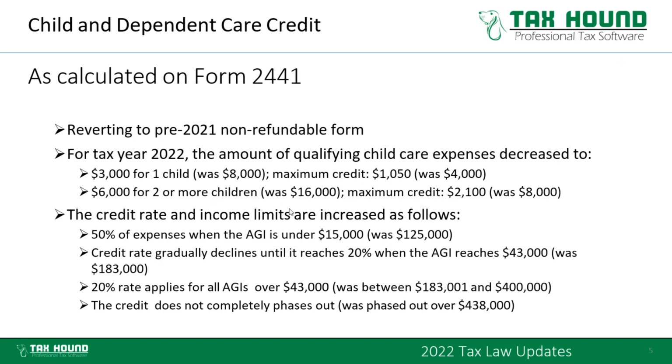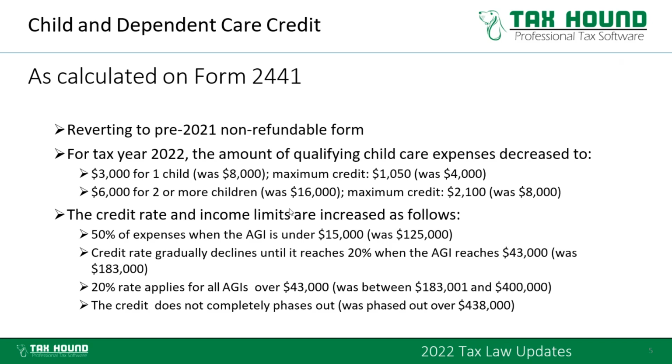The 2441, or the child and dependent care credit, is also reverting back to its pre-2021 non-refundable form. Last year, it was a fully refundable credit. This year, it will go back to being a non-refundable credit. The amount of qualifying childcare expenses has also gone back to what it was, which was 3,000 for one child and 6,000 for two or more children. Last year, it was 8,000 for one child and 16,000 for two or more children. The maximum credit has gone down from 4,000 to 1,050 for one child, and for two or more children, it is now 2,100 instead of the 8,000 that we saw last year.